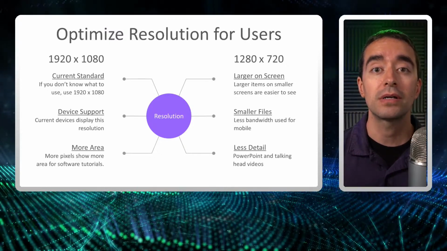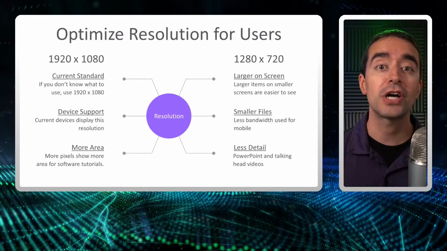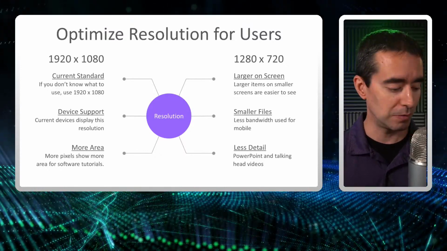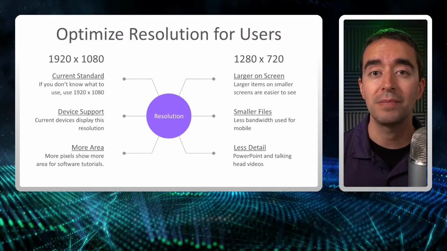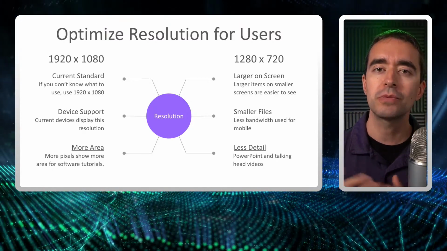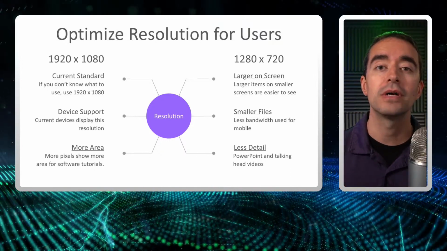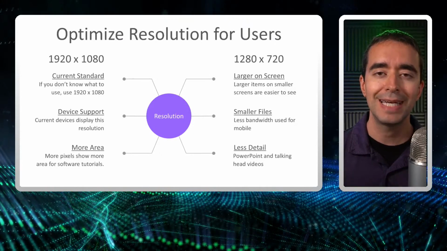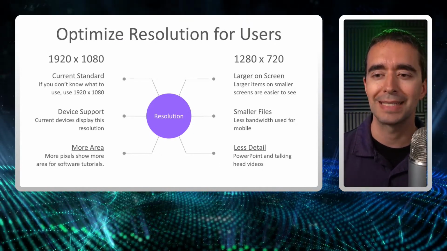However, for something like a PowerPoint slide deck, or something like a talking head video, similar to what I'm doing here, if you just have a talking head video and some text that's going to come out on the screen, then you will probably be fine doing a 1280 by 720. The text will be big enough. You don't need that fine detail. So those are some reasons that you might choose the 1280 by 720 over 1920 by 1080. But again, if you're not sure, then go ahead and stick with the 1920 by 1080.